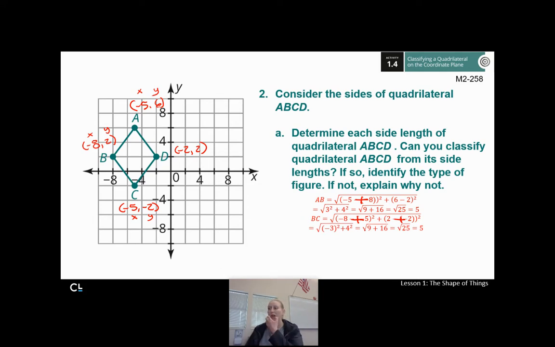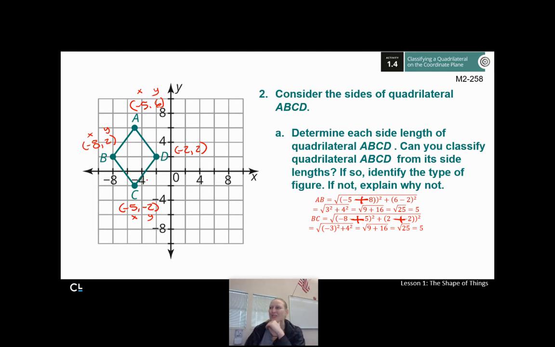Negative 3 squared is a positive 9. 4 squared is 16. And look what happened again. 9 plus 16 is 25. And the square root of 25 is 5. Check it out. So far, I've got 2 congruent sides. Wonder if this will keep going. So let's go ahead and find CD then.